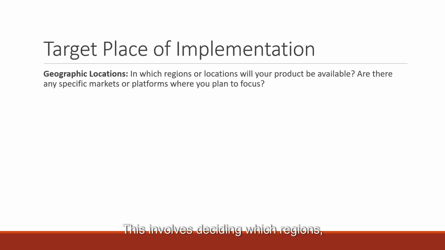This involves deciding which regions, cities, or specific markets we want to focus on. These locations could range from local neighborhoods to entire countries, depending on the scale and nature of the product. Additionally, it's essential to consider specific platforms such as online marketplaces or retail stores that can help us reach our intended audience. Choosing the right geographic locations allows us to concentrate resources in areas with high potential for success.